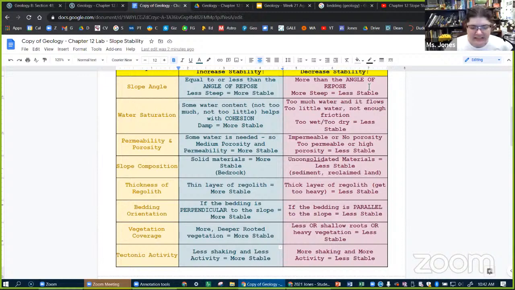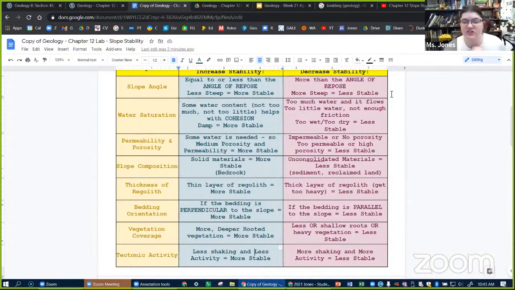The factors that will decrease stability: if you try to make it steeper than the angle of repose would naturally be, it's going to be less stable. If there's too much water in it, it'll flow like water and be less stable. If there's no water in it, it'll be too dry and it'll be more likely to blow away or collapse. If it has no permeability, if water can't soak in, then it's more likely to rip the top off it during a flood and destroy it. If it's too permeable, the water goes straight through it, and so it can't hold on to enough water to stay moist. That's less stable.